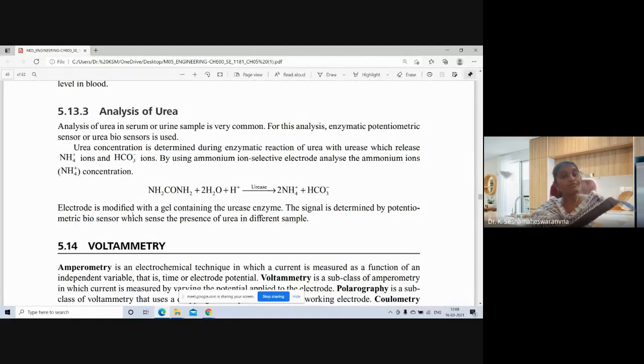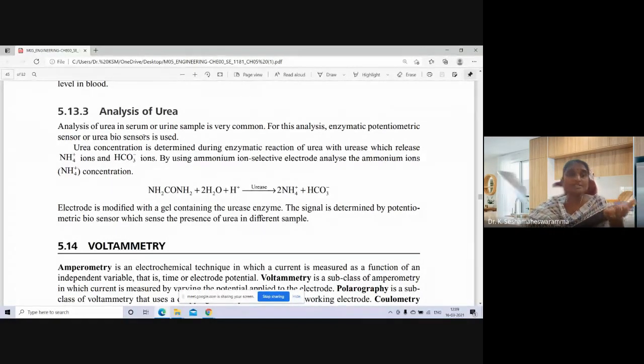The electrode is modified with a gel containing the urease enzyme. This signal is determined by the potentiometric biosensor, which senses the presence of urea in different samples. So here we are using urease enzyme in the electrode. With these signals, we can easily identify urea in serum, that is, in a urine sample or blood serum.